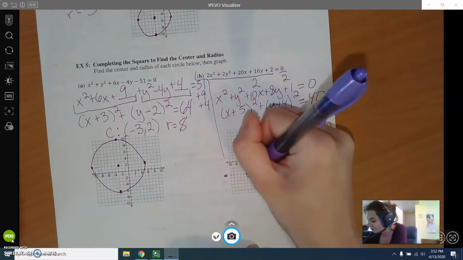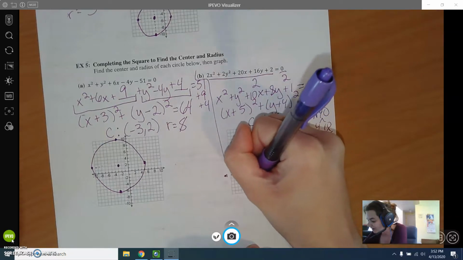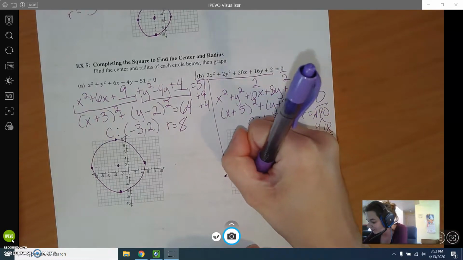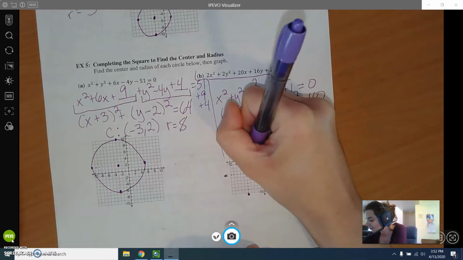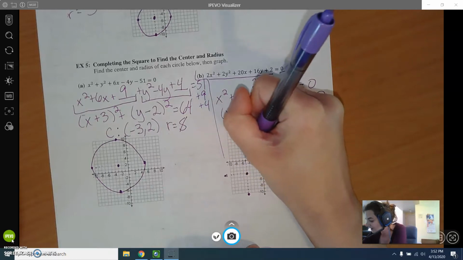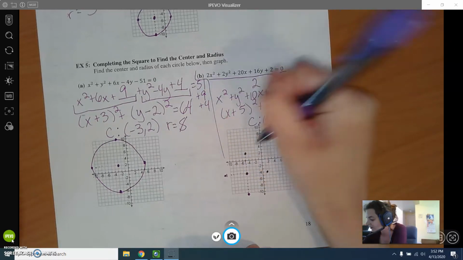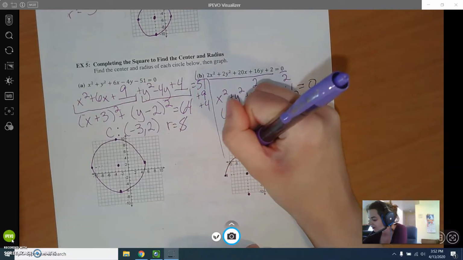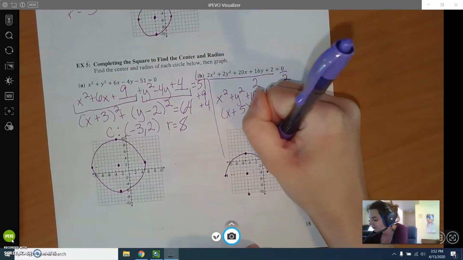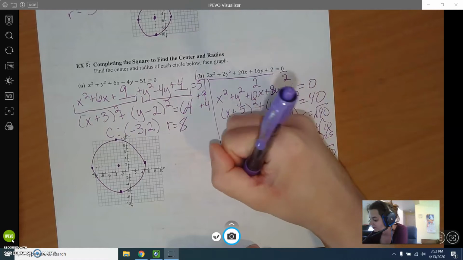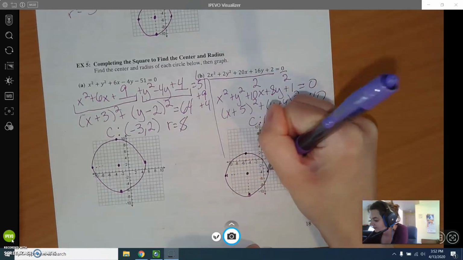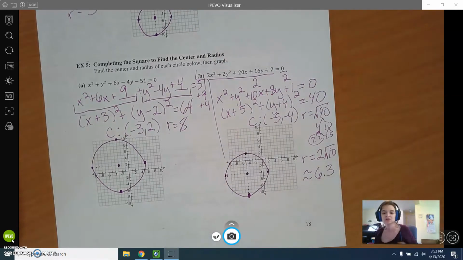I'll go down 1, 2, 3, 4, 5, 6, and a little bit more for the 0.3. And I'll go up 1, 2, 3, 4, 5, 6, and a little bit more. And connect all of my dots in a nice smooth curve to form a circle. And that's it. Okay. So hopefully this helps.